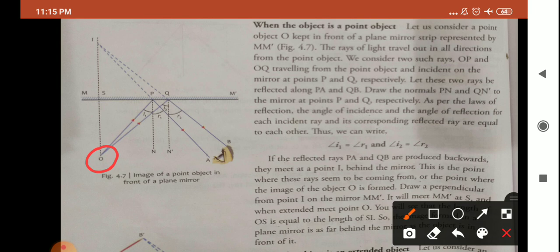Suppose let us take only two rays, this ray OP and OQ.